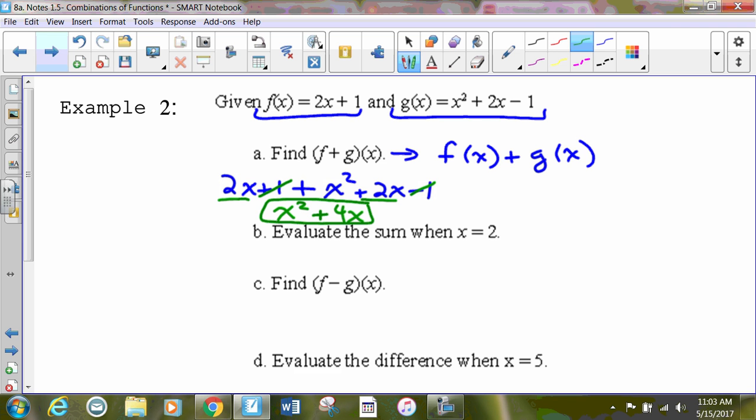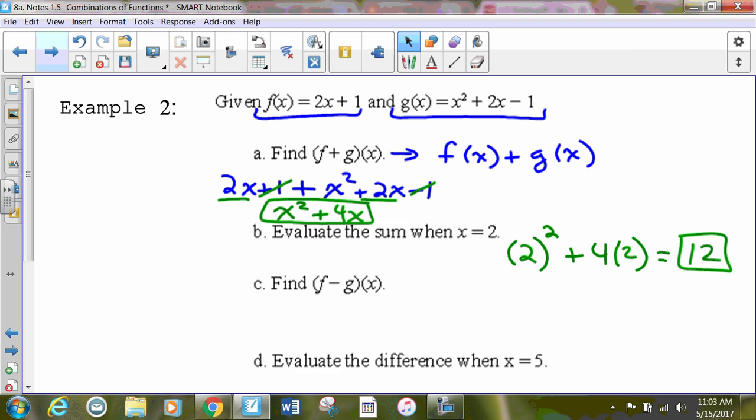Then it says evaluate the sum. So the sum we have is x squared plus 4x when x is equal to 2. So now we're going to go ahead and just plug in 2 when we see x. So we're going to have 2 squared plus 4 times 2, which is going to give me what? 4 plus 8 is 12. So that's the answer to part B.